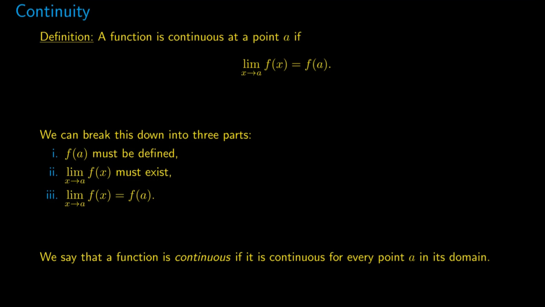We define a function to be continuous at a point a if the limit as x approaches a of the function f of x is equal to the function value at a, f of a. We can break this down into three main parts. First, f of a must be defined. Second, the limit as x approaches a of f of x must exist. And third, the limit as x approaches a of f of x has to equal the function value at a, f of a. And we say that a function is continuous if it is continuous for every point a in its domain. So to get a better picture of this, we'll actually look at some counterexamples to this definition.